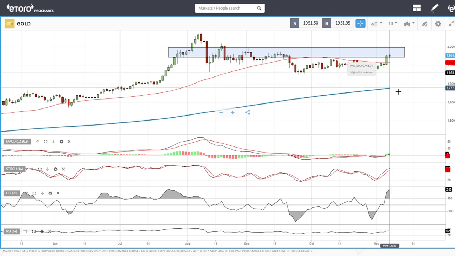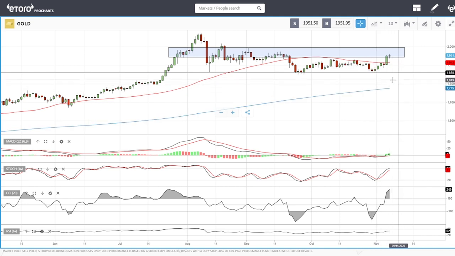So not all trades are successful. This was at this point wrong, but I still believe that we are going to visit the 1800 level before we go and test these highs. Technical indicators for gold at this point are very bullish, but they are showing signs of weakness. You can see that stochastic is rounding off, the CCI is also rounding off, and the RSI is technically flat. It's almost overbought, but the MACD is quite bullish.